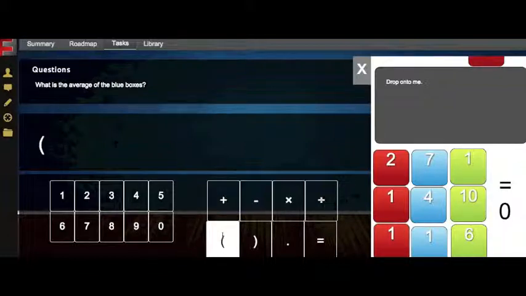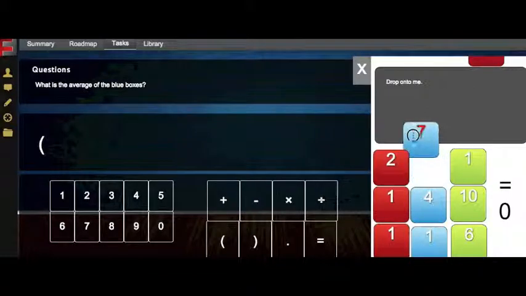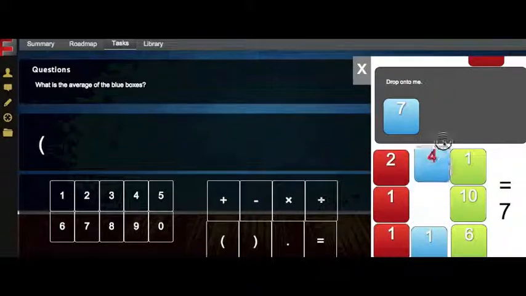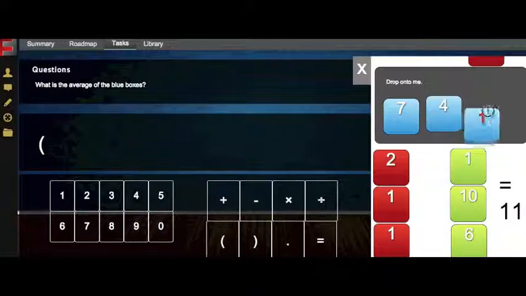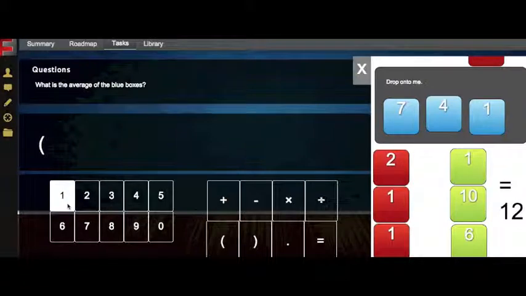So you type in the brackets, and then after the brackets, what we're going to do is drag over the numbers into the grey box. Yep, that's right. And then we can see there that we're adding those numbers together. So in terms of writing out the working out, you'd be writing in the 7 plus 4 plus 1.